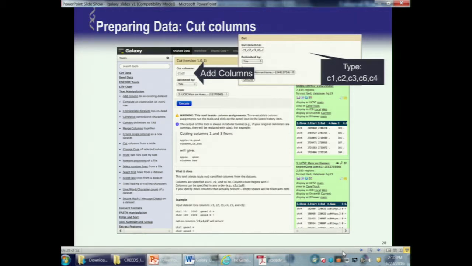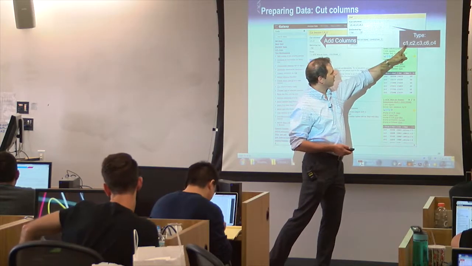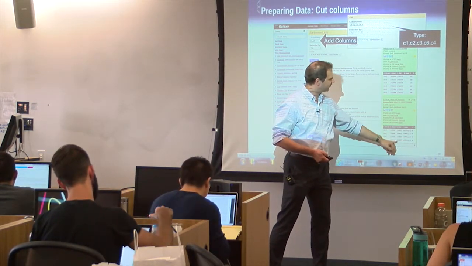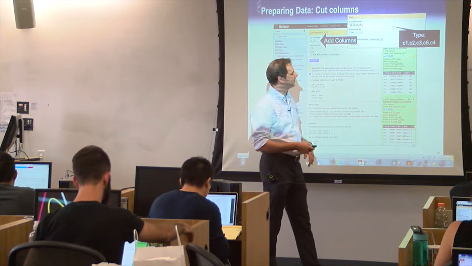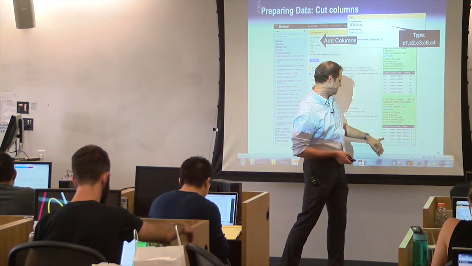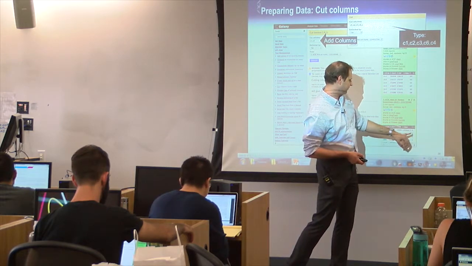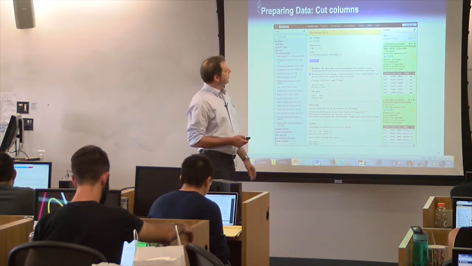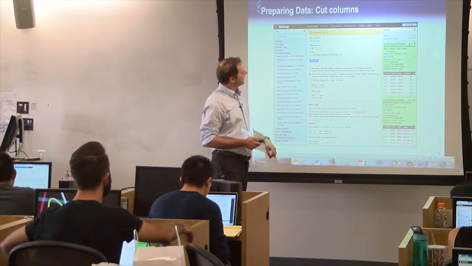So what that will do is take this input file that we started with and create a new file that takes column 1, column 2, column 3. So that's the chromosome, the start, the stop, so the initial three coordinates. And then it's going to take columns 6 and 4, which I think is strand and gene ID or something. So you just enter those in there.